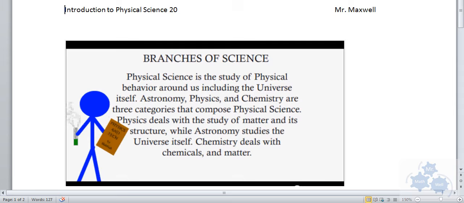Physical science is the study of physical behavior around us, including the universe itself. Now, they include astronomy in here as the branches of physical science. Astronomy, physics, and chemistry are three categories that compose physical science. Physical science deals with the study of matter and its structure, that's physics, while astronomy studies the universe itself, planets and stars in space, and chemistry deals with chemicals and matter and their interactions. So physics and chemistry are the main parts of this physical science course.